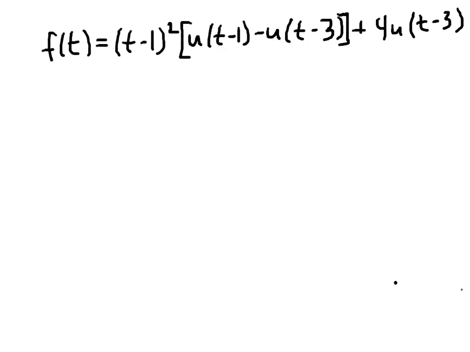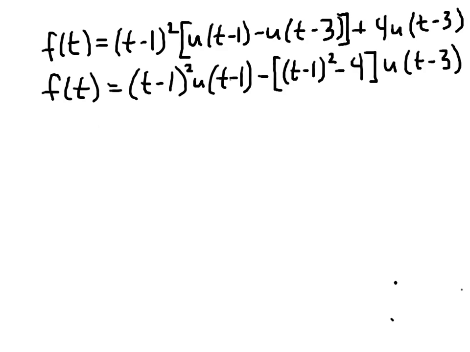The first thing we need to do is regroup the terms here in order to get one term that has the u of t minus 1 and another term with the u of t minus 3. So when we do that, what we get is this. And if you don't see how that comes about, you might just pause the video for a moment and run through the algebra yourself.